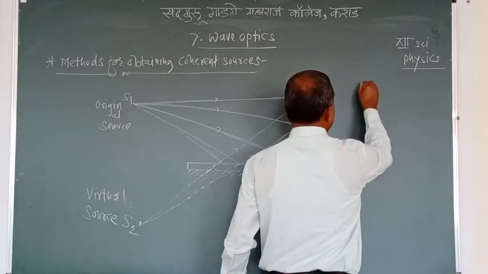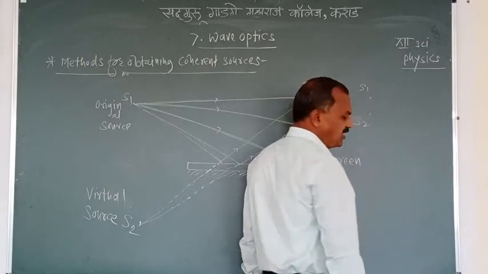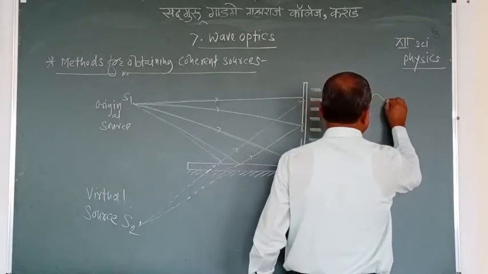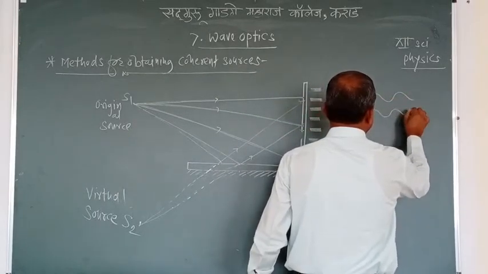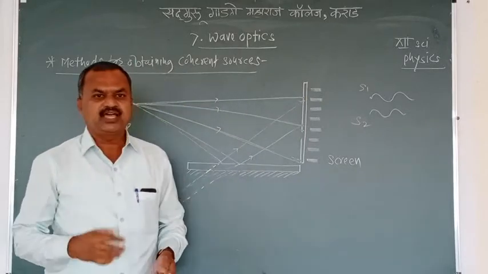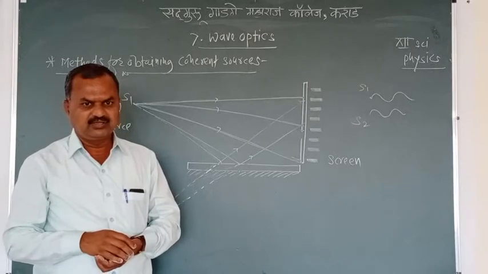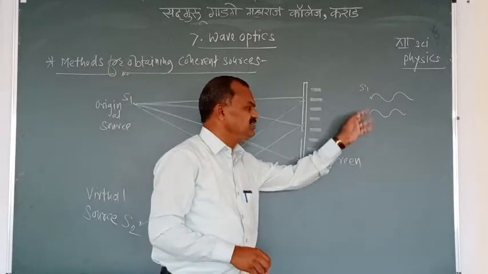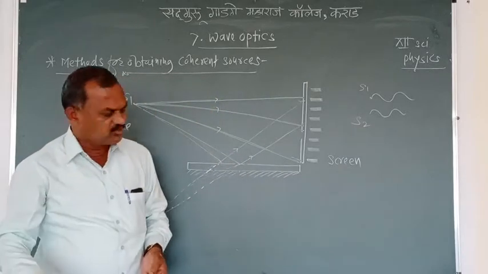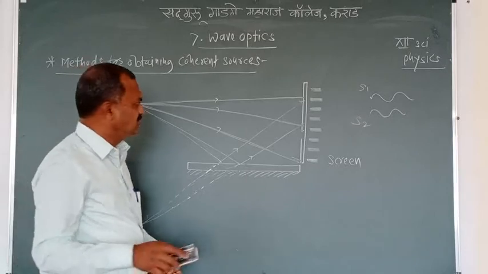Suppose this is source S1 and this is S2. These two sources are said to be coherent if they emit light waves like this, two light waves having the same frequency as well as a constant phase difference. Then such sources are said to be coherent sources.